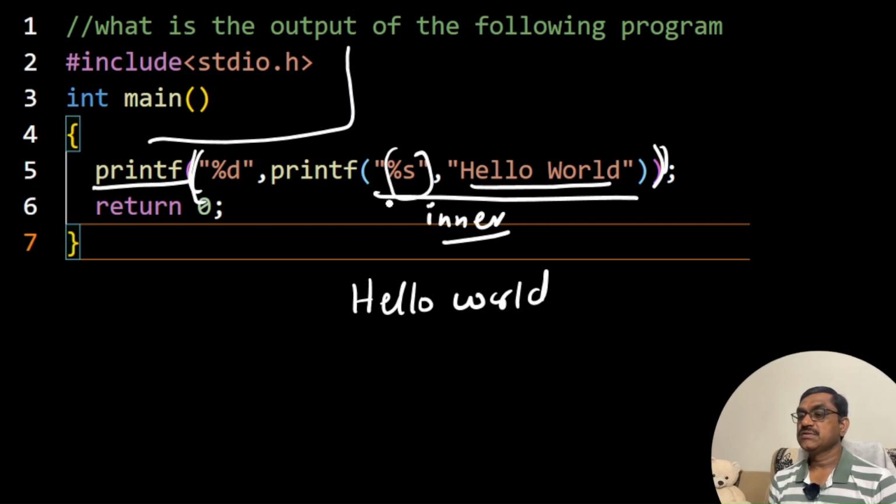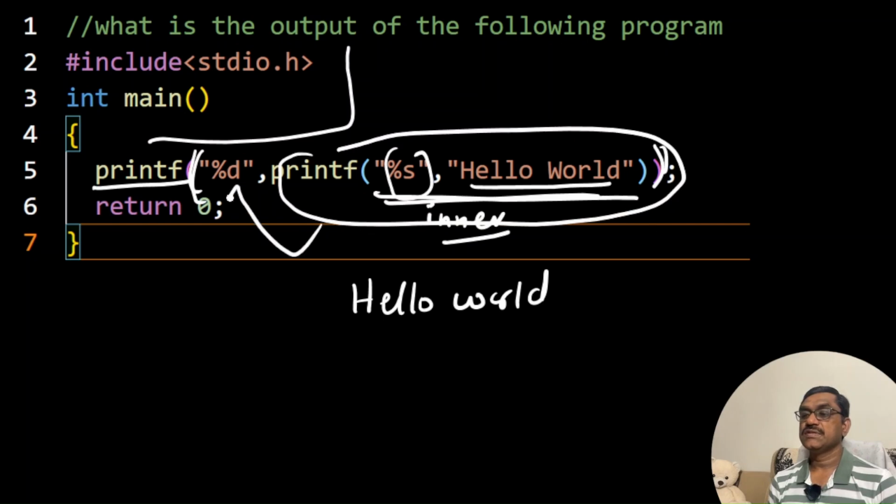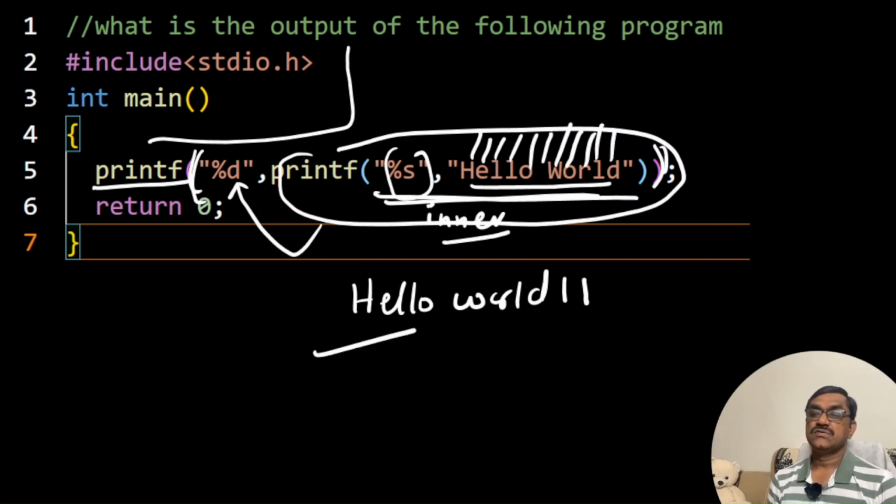After printing hello world, the output of this is printed in place of percentage d. So what is printed in place of percentage d? It is going to print the integer. What is the integer? The integer you are going to get is 11. Why 11? Because you count the characters here: 1, 2, 3, 4, 5, empty space, 6, 7, 8, 9, 10, 11. So the output is hello world 11. This is also an important snippet.